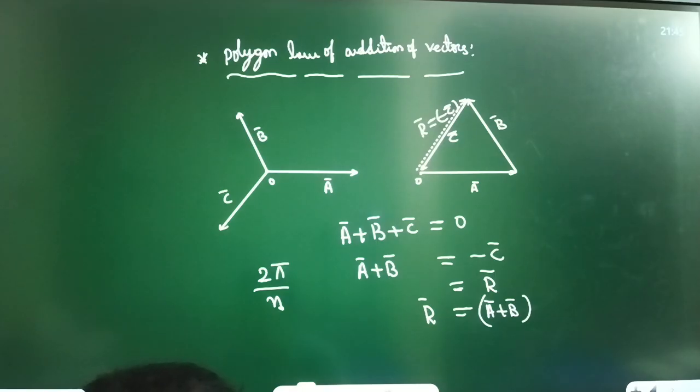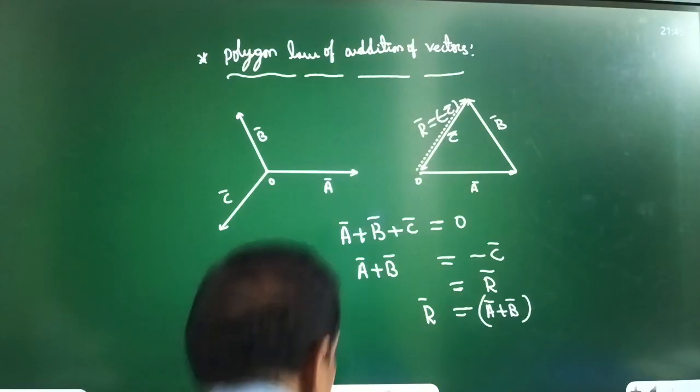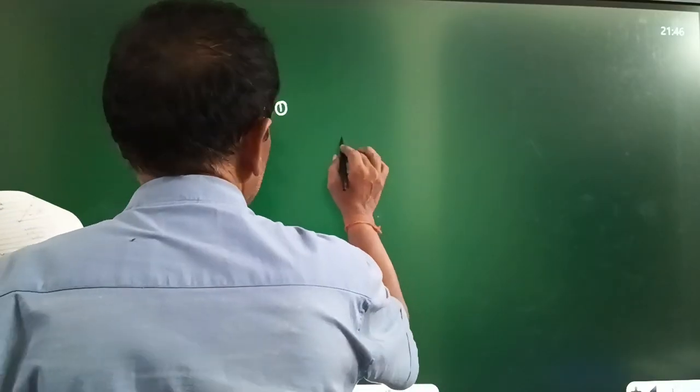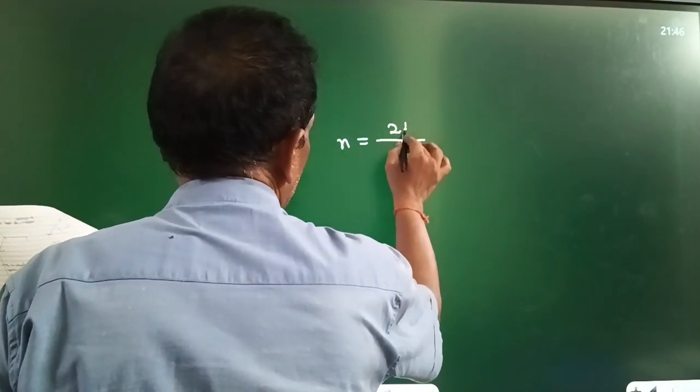Full stop. If each force of magnitude F makes an angle theta with the previous one, then, right below, point 1: the resultant is 0 if the number of forces n is equal to 2 pi by theta.